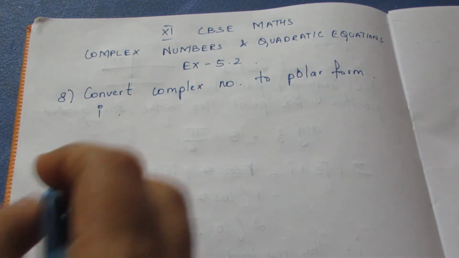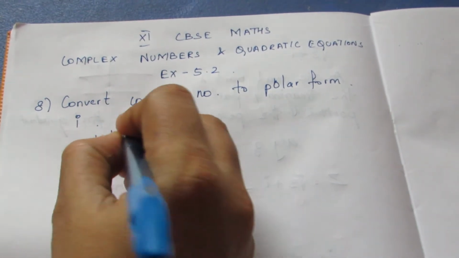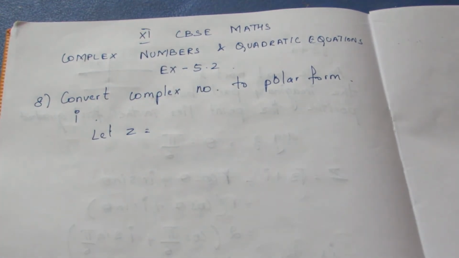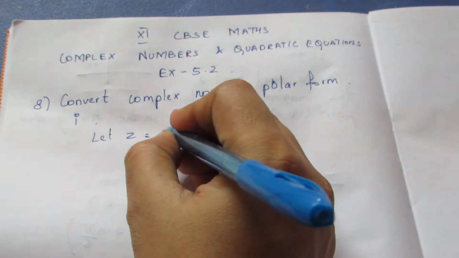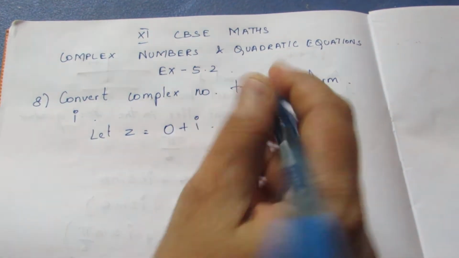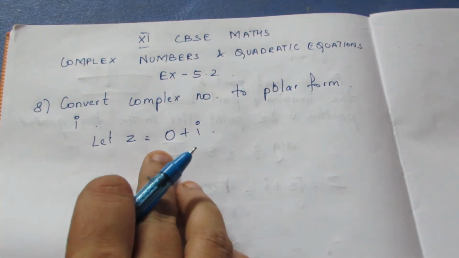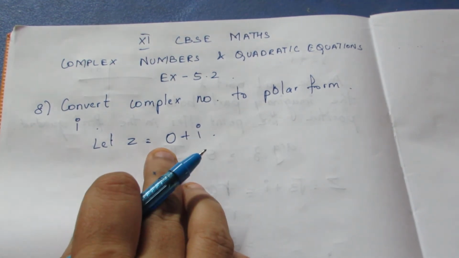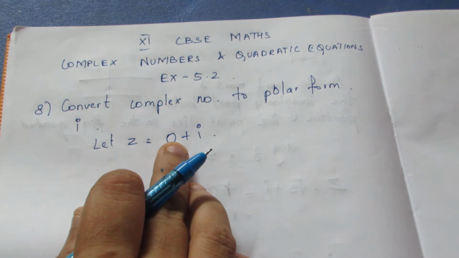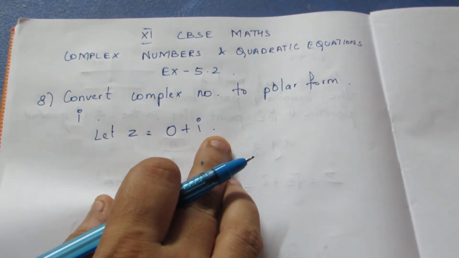So we are going to take let z is equal to, for every complex number we want a real part and an imaginary part. According to the question, there is only imaginary part i, there is no real part. In this case we need to write a real part, so I am taking the real part to be 0. We can't change the question, so if we add any number with 0, then there is no change in the question. So I am just adding 0 for the real part. So 0 plus i will be my complex number.